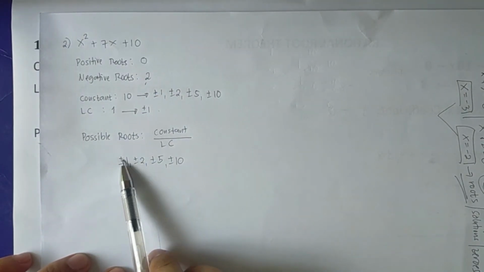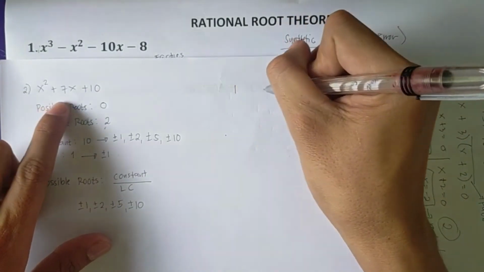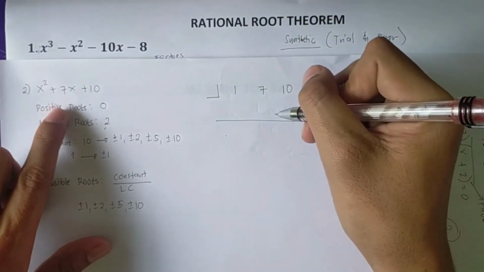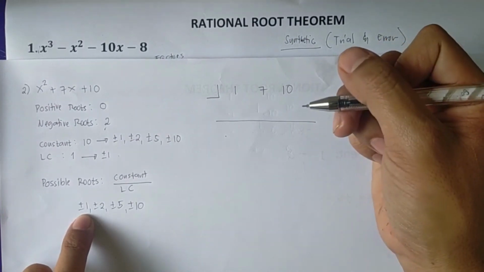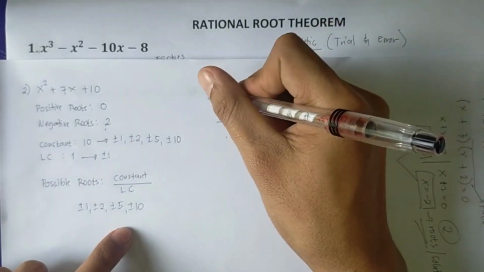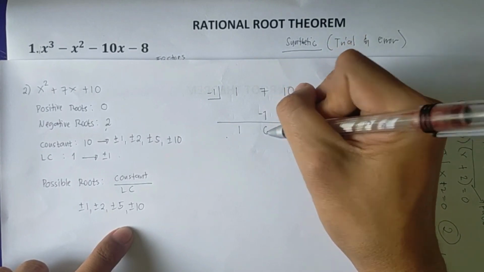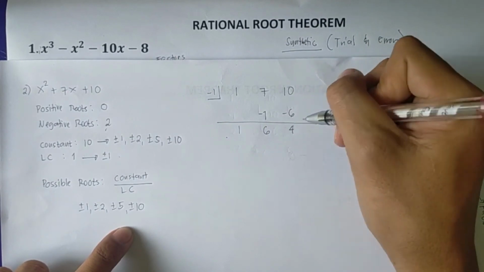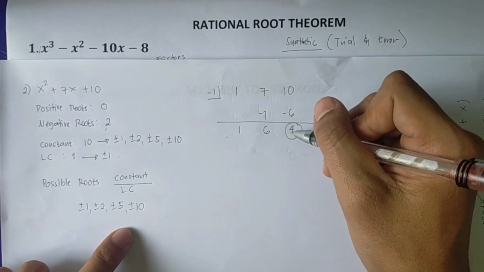So you will not try positive 1, positive 2, positive 5, positive 10. Using synthetic division with 1, 7, 10, you will try negative 1. So bring down 1. 1 times negative 1 is negative 1. 7 plus negative 1 is 6. 6 times negative 1 is negative 6. The remainder is not 0. Therefore, negative 1 is not a root.